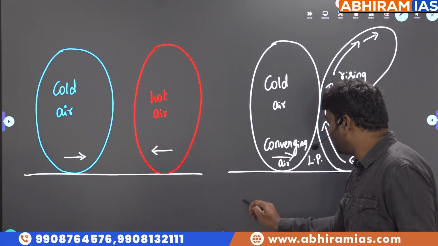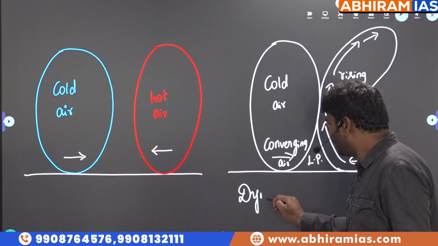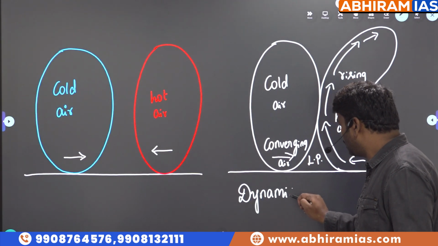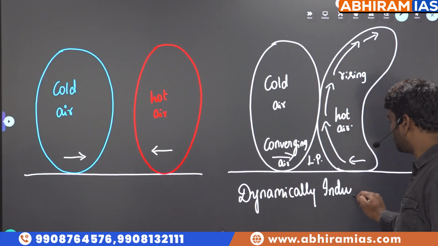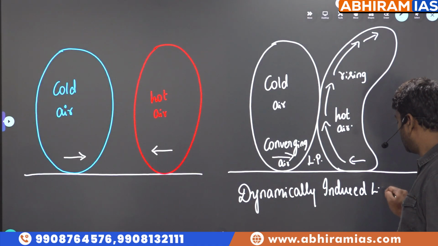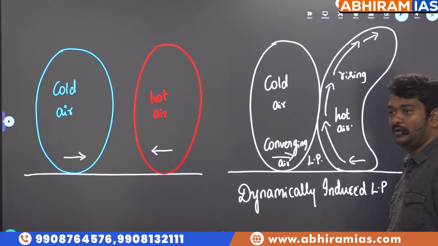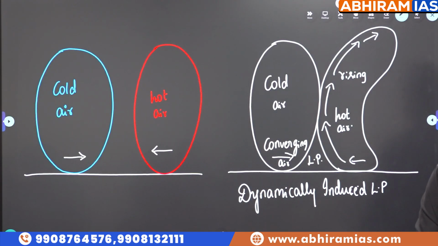So this particular one is called dynamically induced low pressure. You understand the word? What is it? Dynamically induced low pressure. Irrespective of earth surface temperature, if there is converging and rising, what do we call it as? Dynamically induced.